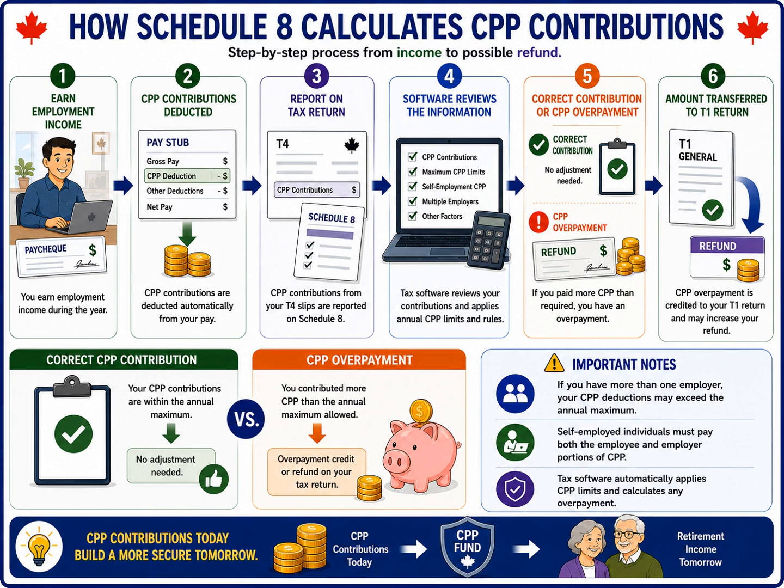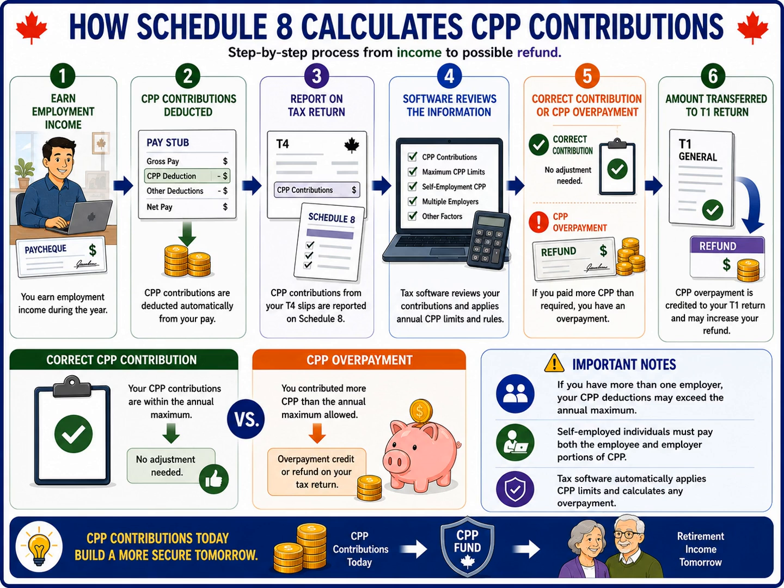This commonly happens when someone works for multiple employers during the same year, because each employer calculates CPP deductions independently without knowing about contributions deducted by the other employers. When an overpayment exists, the excess amount is automatically transferred to the taxpayer's T1 general return as a refundable credit. This may increase the taxpayer's overall refund or reduce the balance owing.